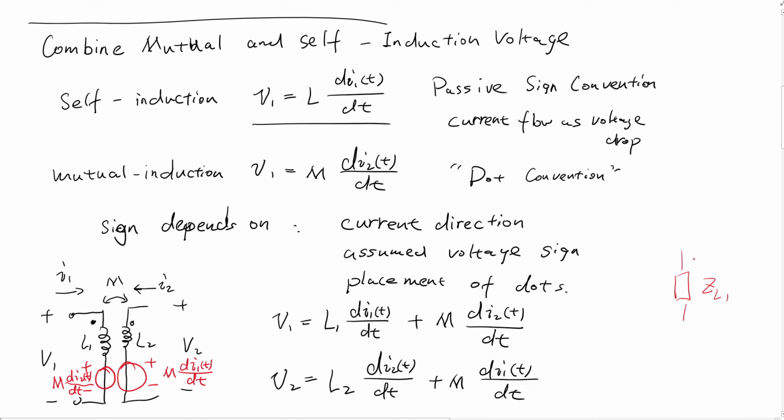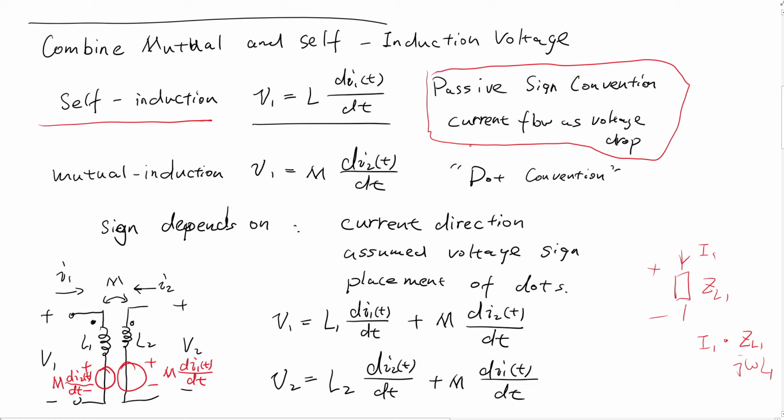Okay, there is a current I1 flowing through it, so the voltage drop on this impedance is I1 multiplied by ZL1. ZL1 is j omega L1. So that's the self-induction voltage, and this voltage follows the passive sign convention. That means the current flows in as a voltage drop. So this is a voltage drop. I always have this sign because it's a voltage drop.